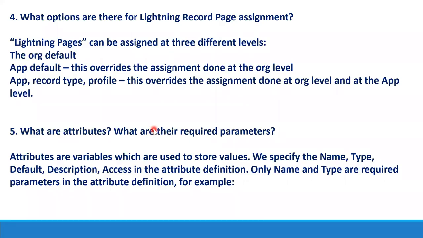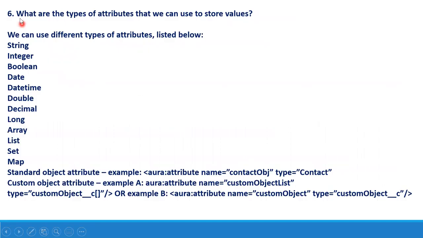What is an attribute? Why do we use attributes in the Lightning component? To store values. Exactly, to store values, and if you want to display those values in the UI, we can use attributes in the Lightning component. Attributes are variables which are used to store values. That's it. We specify the name, type, default, description, and access. These are the attributes available. You know, right, what types we can use? String, integer, boolean, double, primitive data types, list, set, map, standard object, custom object, all those things we can use.